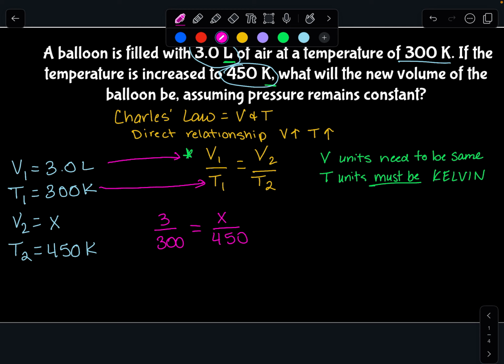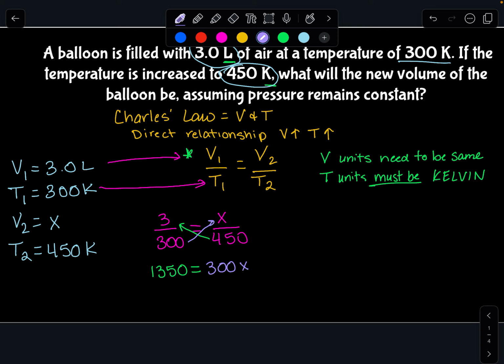Now, I need to get X by itself, but I don't want to deal with these fractions. So the first thing I'm going to do is cross multiply. I'm going to do 450 times 3, and that gets me 1350. And then I'm going to do 300 times X, and that'll get me 300X.